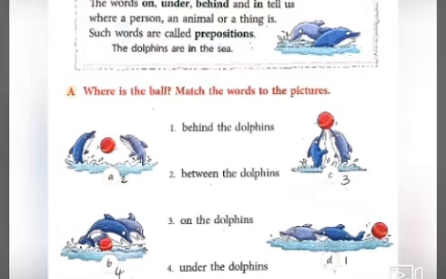Now let's look at this exercise. Where is the ball? Match the words to the pictures. Now we have to match these words with pictures. Number 1, behind the dolphin. Now where is the ball behind the dolphin? Where can you find it? Yes, in picture D. The ball is behind the dolphin.